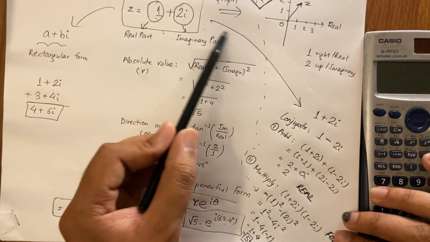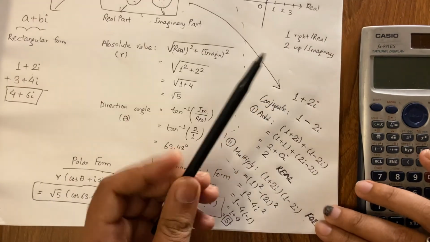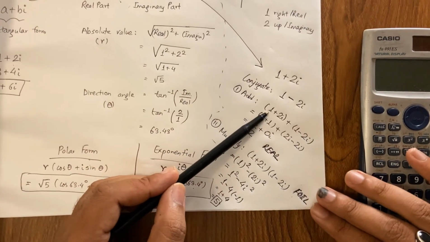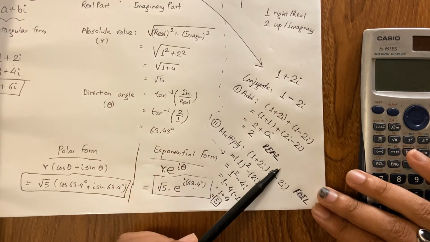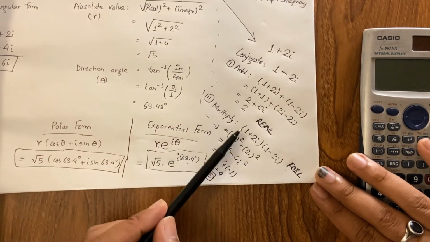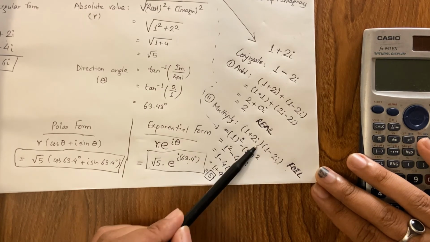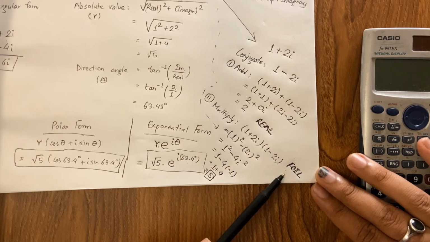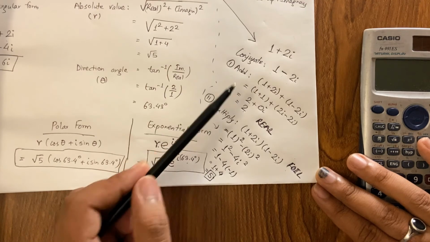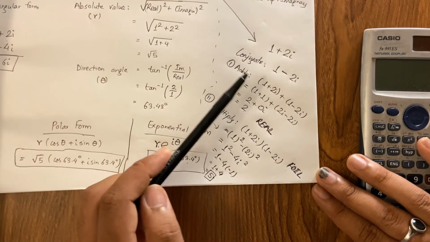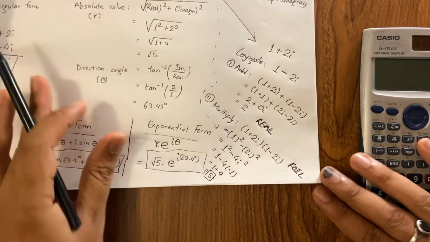What we did next is we found its conjugate by changing the sign of the imaginary part. Then we added the complex number with its conjugate. We got a 2, which was a real number. Next up, we multiplied the complex number with its conjugate. Then we got 5 following our FOIL method, and this was again a real number. So the conclusion here was when you multiply or add a complex number with its conjugate, you get rid of the imaginary part. You are only left with the real part.